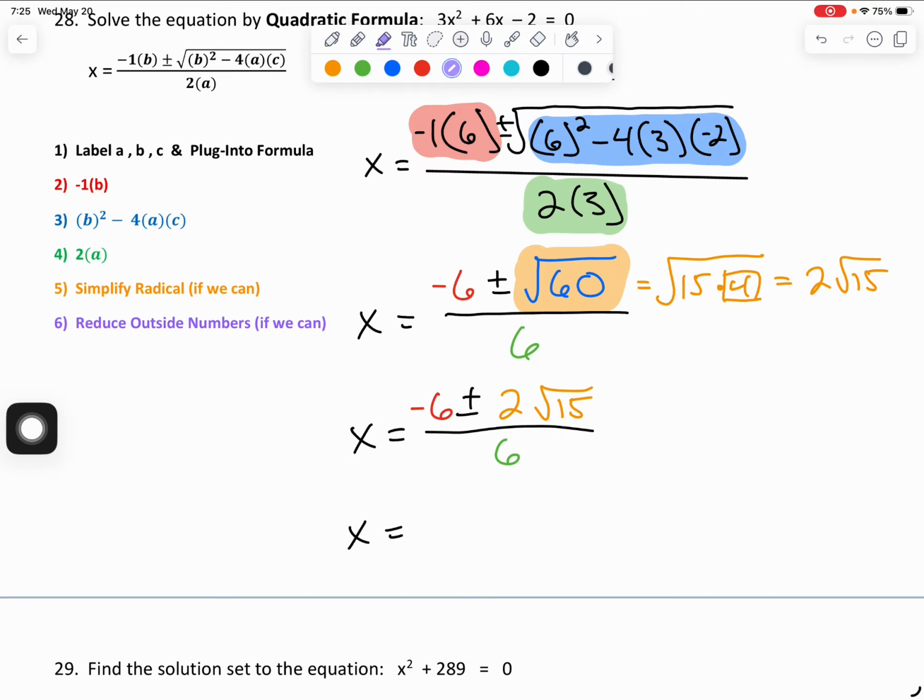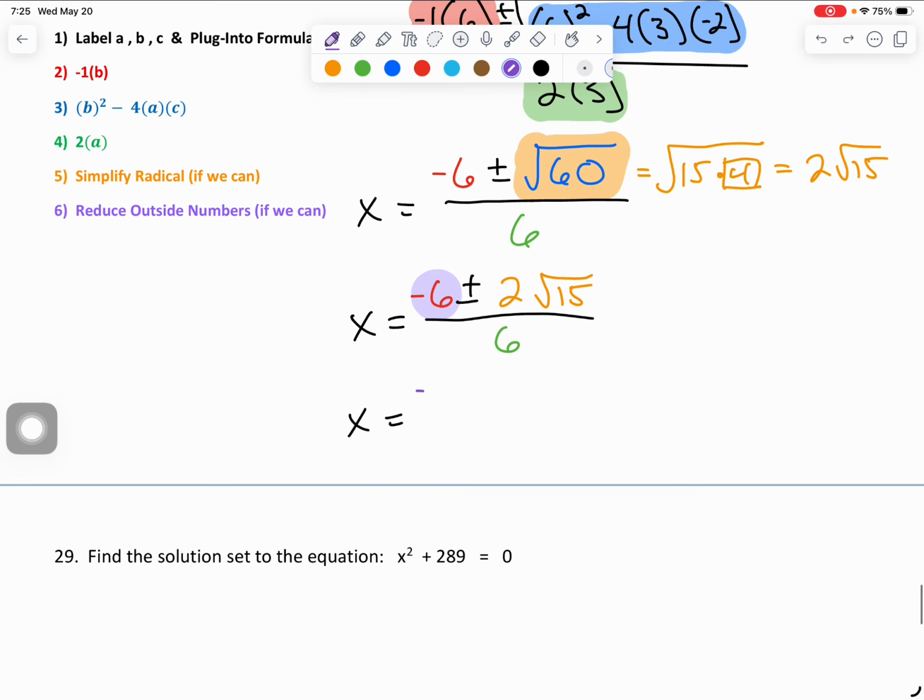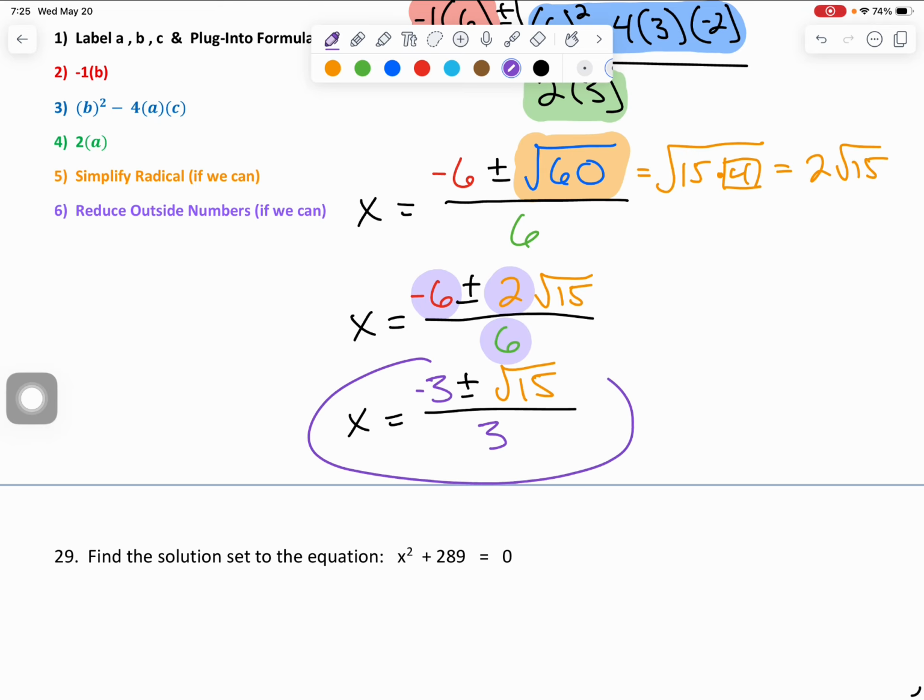All right, so let me switch this. Negative 6 divided by 2 is negative 3. Sometimes they come out ugly like that for me. Plus minus 2 divided by 2 is 1. I'm not going to write the 1, but I will write the root 15. And then I will set that over 6 divided by 2, which is 3. And we now have a full answer.